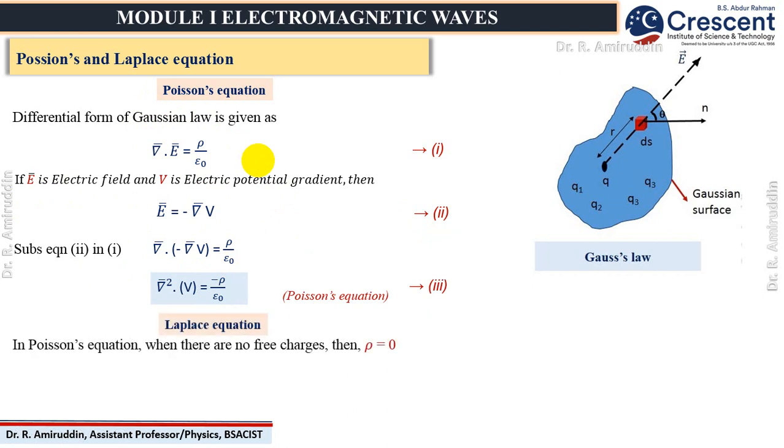So consider the above equation, in which if there are no free charges, then the charge density rho will become 0, which is given as del square capital V is equal to 0, which we can simply term as the Laplace equation. Thus we have derived the Poisson's equation and the Laplace equation based on the Gauss law.